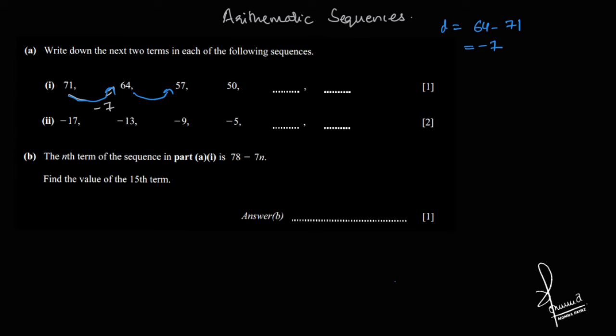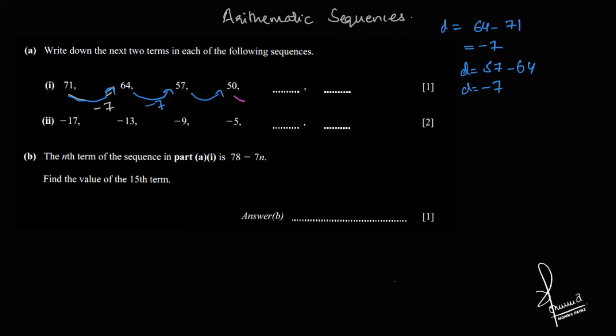Now this is going to be 57 minus 64. 57 minus 64 is also -7. You are again subtracting 7 to get to the next term, and you will find that it's the same in this case as well. So this is an example of an arithmetic sequence. Why? Because you are subtracting the same number each time to get to the next number.